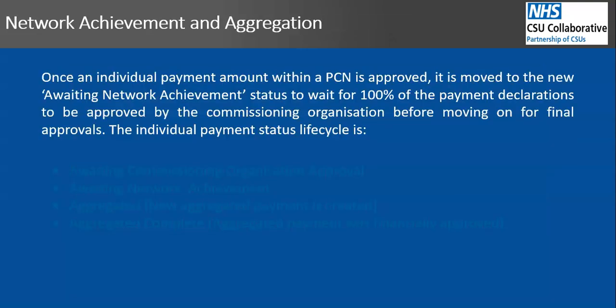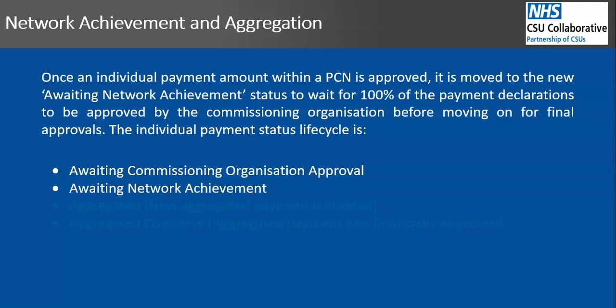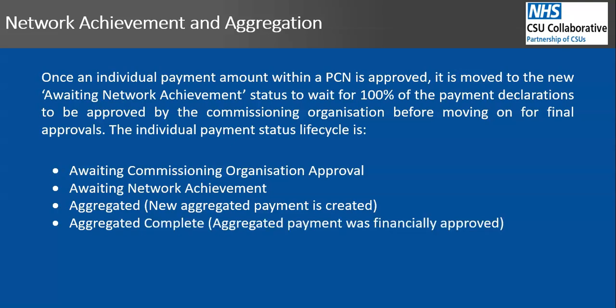Once an individual payment amount within a PCN is approved, it is moved to the new Awaiting Network Achievement status to wait for 100% of the payment declarations to be approved by the commissioning organisation before moving on for final approvals. The individual payment status lifecycle is Awaiting Commissioning Organisation Approval, Awaiting Network Achievement, Aggregated, where a new aggregated payment is created, Aggregated Complete, where the aggregated payment was financially approved.